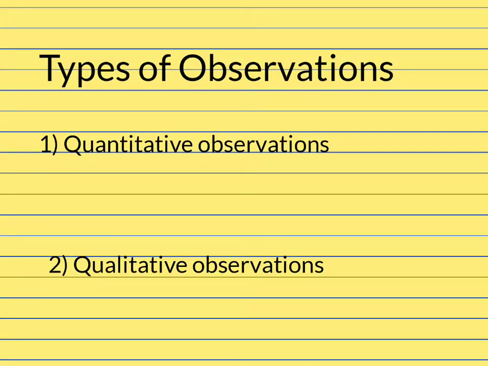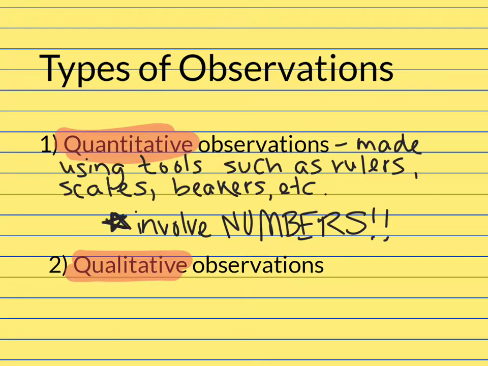So to be more scientific about this, we can actually divide observations into two types. We have quantitative observations and we have qualitative observations. Now, quantitative observations are made using tools like rulers, scales, beakers, etc. This is going to be observations that involve numbers. I like to use the name itself as a little bit of a clue here. So the first part, quantit, that looks kind of like quantity. And quantity, if you're talking about the quantity of something, you're talking about how many.